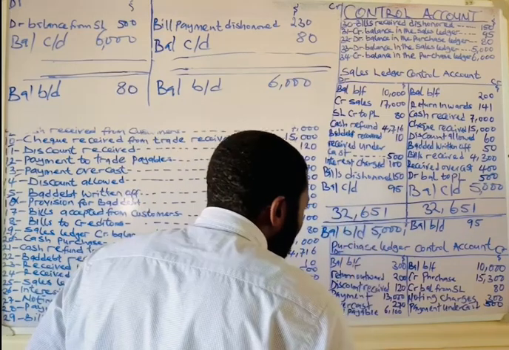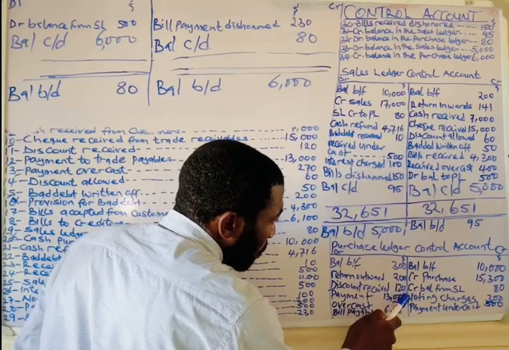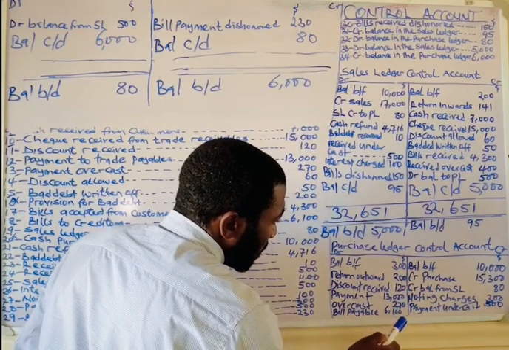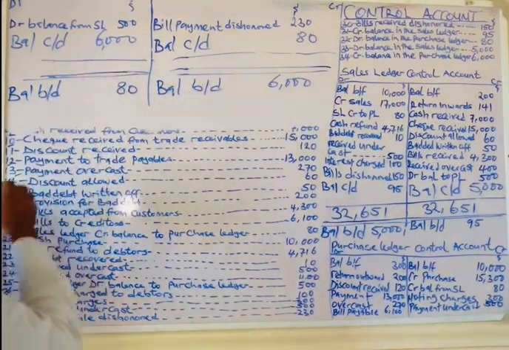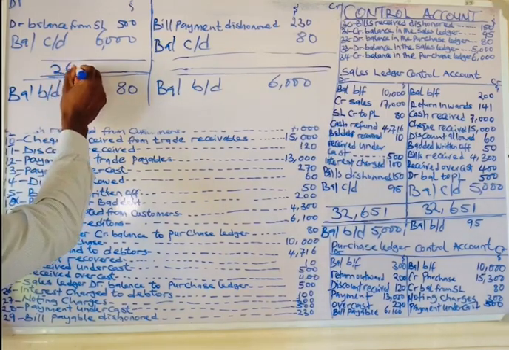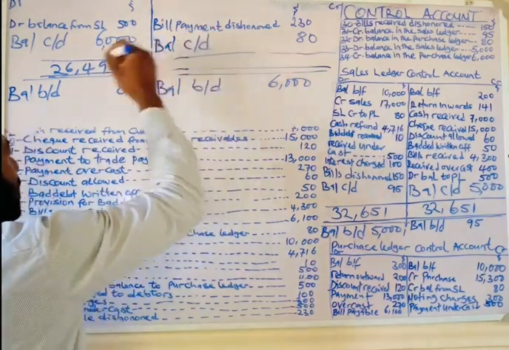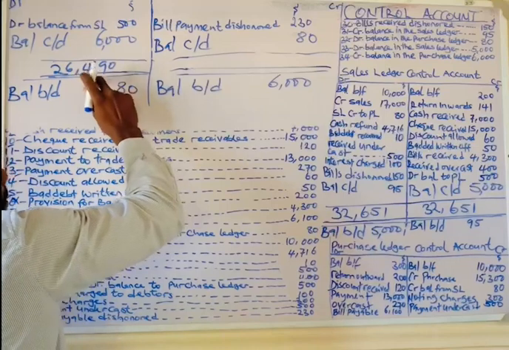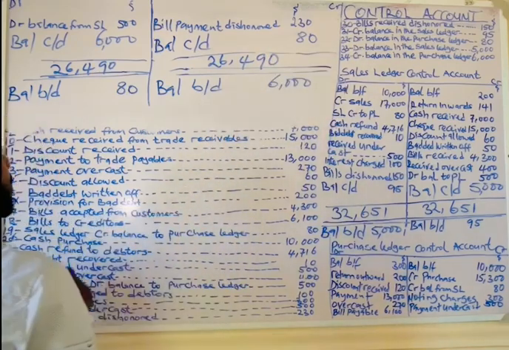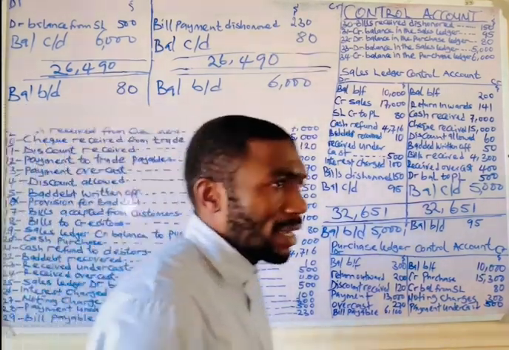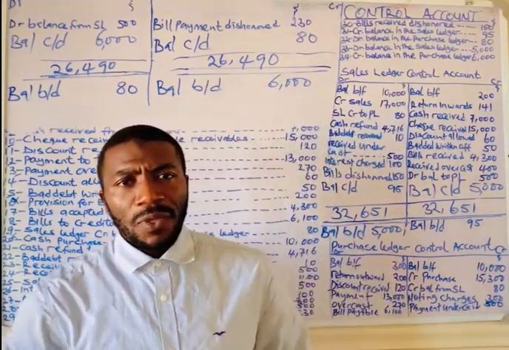So if you add this side, the purchase ledger control account, 300, 200, 120, 13,000, 270, 6,001, 500, it will give you 26,490. And this side must give you the same figure, 26,490. That is all about control account. The sales ledger control account and the purchase ledger control account.